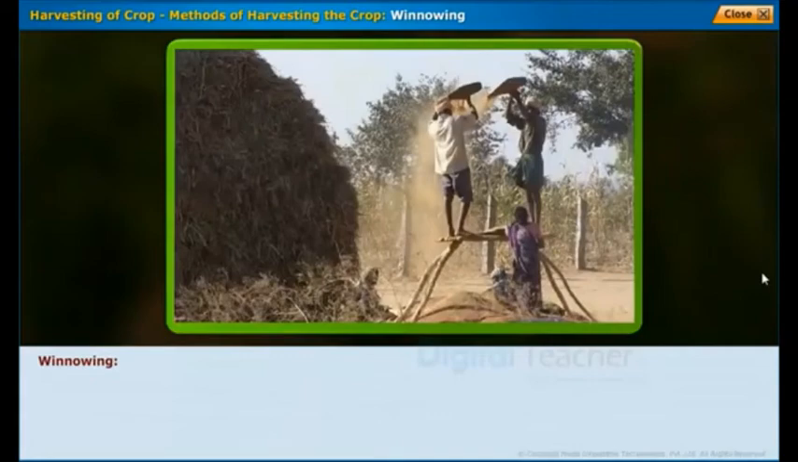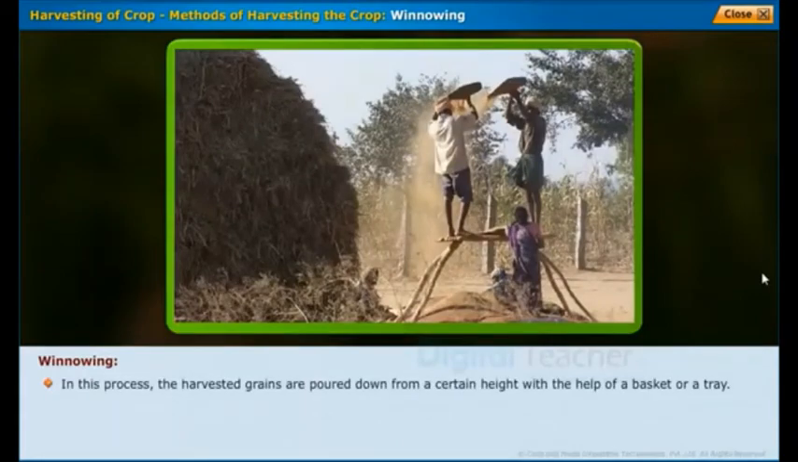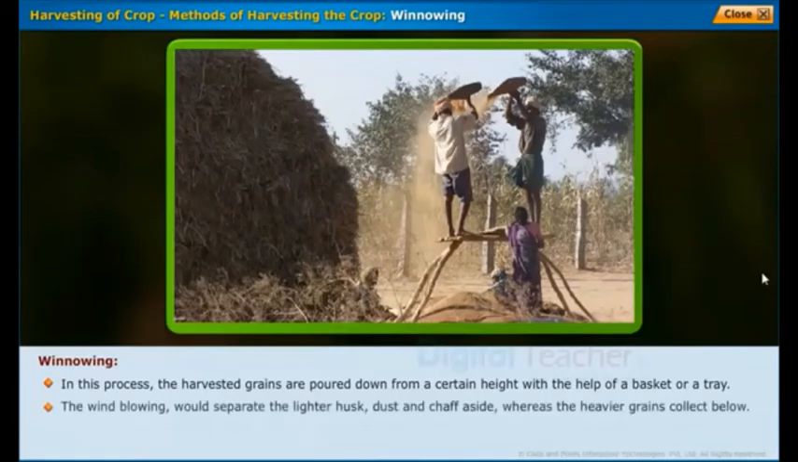Winnowing. In this process, the harvested grains are poured down from a certain height with the help of a basket or a tray. The wind blowing would separate the lighter husk, dust and chaff aside, whereas the heavier grains collect below.